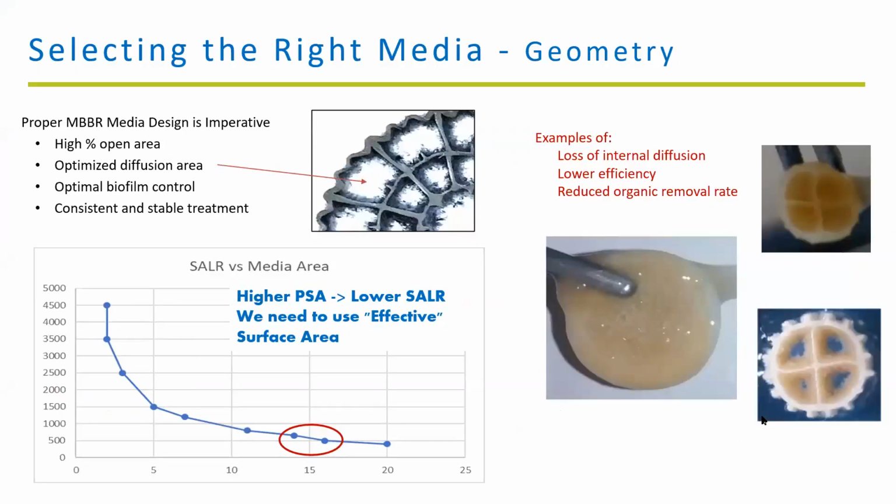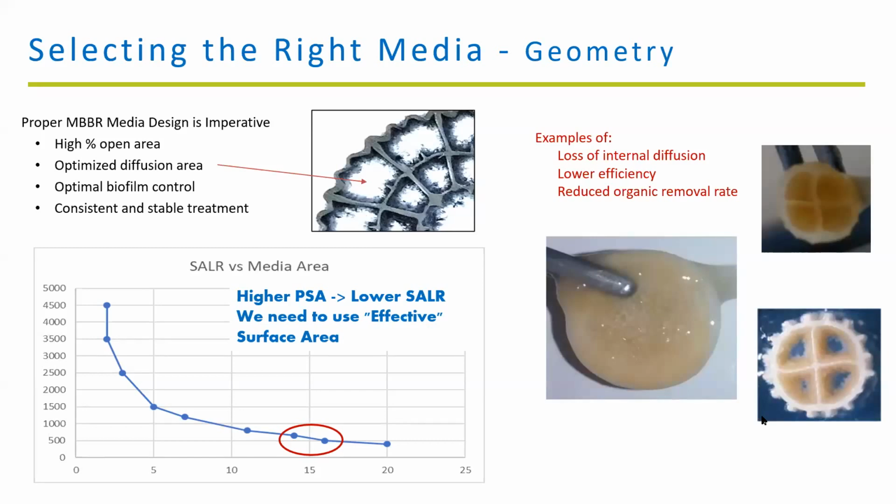So selecting the right media, let's say that you found a study, you found an equation for surface area loading rate that has a wastewater very, very similar to the one you are going to be designing for. That's wonderful, right? But what if you want to use a different media than what the study is using, right? How will your loading rate differ from one media to the other?